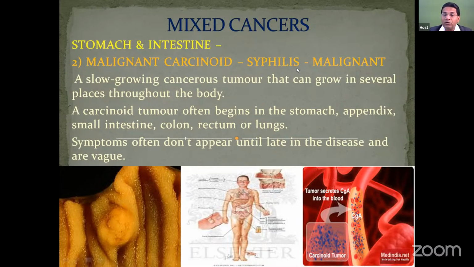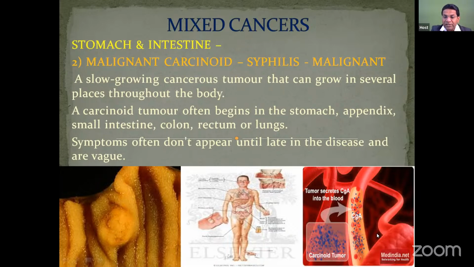तो एक ग्रोथ की वजह से इतने डाइजेस्टिव सिस्टम के ऑर्गन्स इसमें इन्वॉल्व होते हैं, affect होते हैं. So symptoms often don't appear until late in the disease and are vague. Yes, you can see the growth here, that is malignant carcinoid.